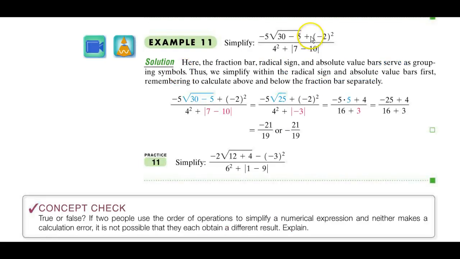Now for this one, again, it's using the grouping symbol. This gives you a 25. We're going to follow all of these, and eventually you're going to get a -21 over 19. And the steps are there. We'll pause it, and you can study it.